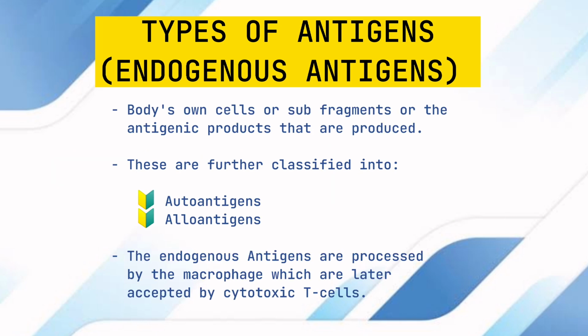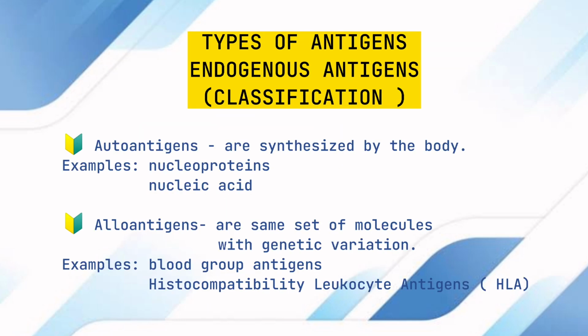Endogenous antigens are the body's own cells or subfragments or the antigenic products that are produced. These are further classified into autoantigens and alloantigens. The endogenous antigens are processed by the macrophage, which are later accepted by cytotoxic T cells. Autoantigens are synthesized by the body. Examples are nucleoproteins and nucleic acid, while alloantigens are the same set of molecules with genetic variation. Examples are blood group antigens and histocompatibility leukocyte antigens.